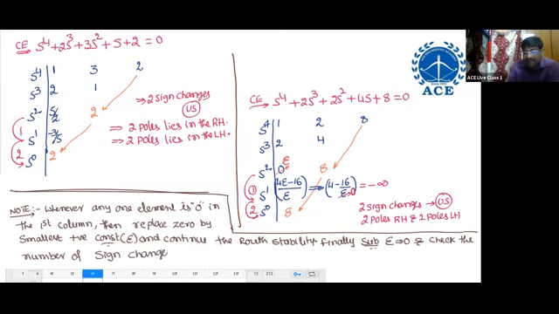Check the number of sign changes. That's all. So if any one element is 0 in the first column, then replace 0 by a smallest positive constant epsilon and continue the Routh stability. Finally, substitute epsilon to 0 and check the number of sign changes. What is the meaning of replacing 0 by epsilon?